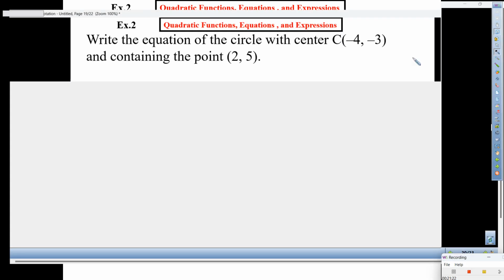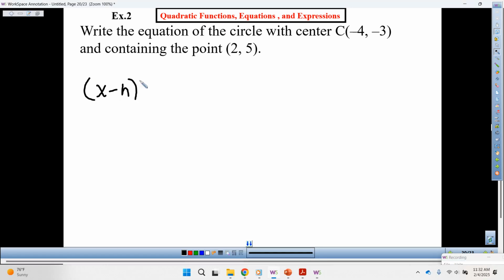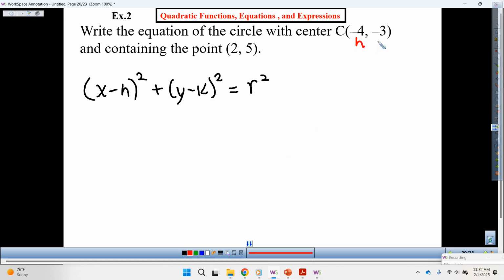Here it goes. Let's do this one together. We always start with the standard form equation, yes? So x minus h squared plus y minus k squared equals r squared. Step 1. Step 2. Label what they give us. Well, they give us the center, Mr. Q. This is h. This is k. However, in this case, they don't give us a radius. But what do they give us? A point. What does the point have? 2 values, an x and a y.